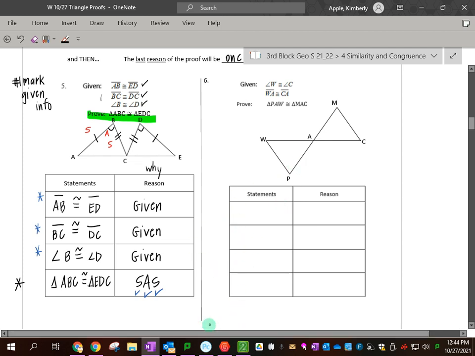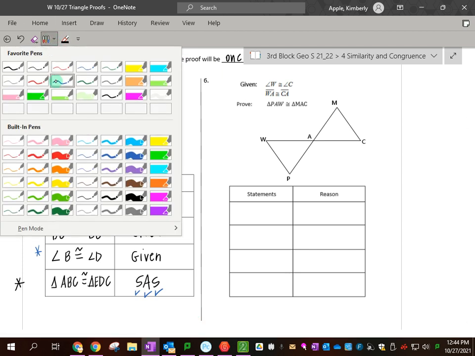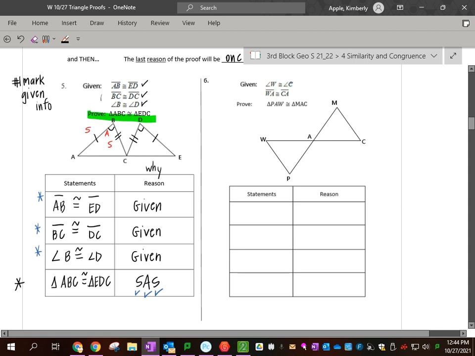Let's do number 6. I don't like the way that's lined up. Okay. Remember what I said. The first thing you need to do is mark your diagram. Angle W is congruent to angle C. Segment WA is congruent to CA. So I'm going to mark my given, and then I'm going to mark vertical angles, shared sides, etc. Are there any vertical angles here? Yes, we're going to mark those. And it looks like I've got ASA, right?